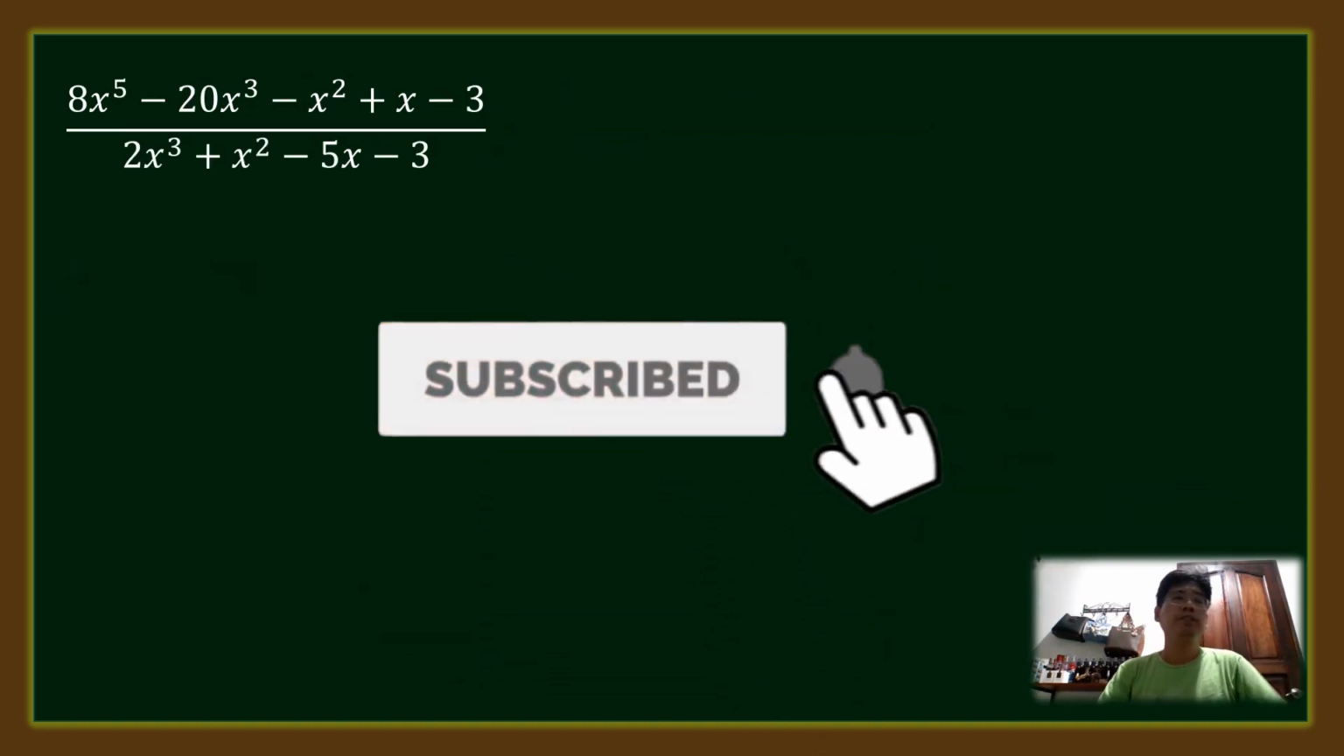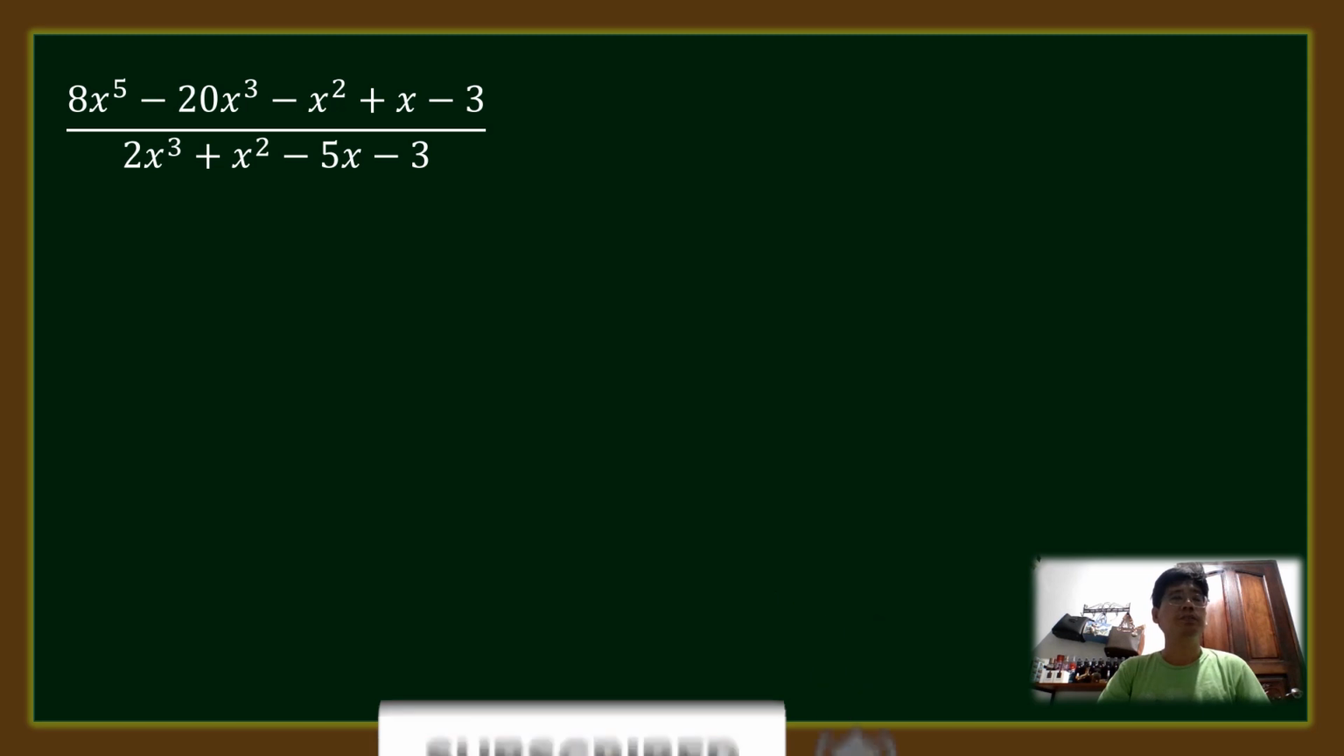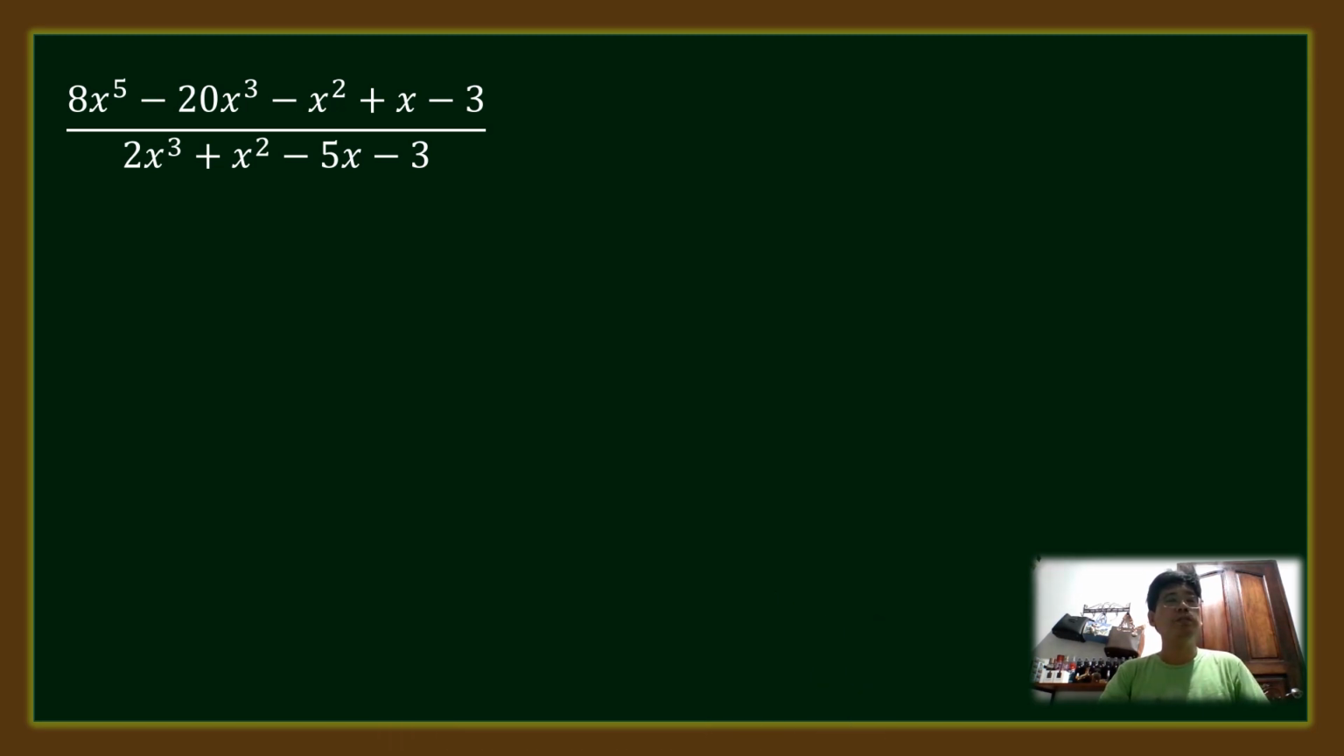Let us have another example. This time the divisor is still cubic, but the leading coefficient is not equal to 1. So we have 8x to the 5th power minus 20x cubed minus x squared plus x minus 3 divided by 2x cubed plus x squared minus 5x minus 3.